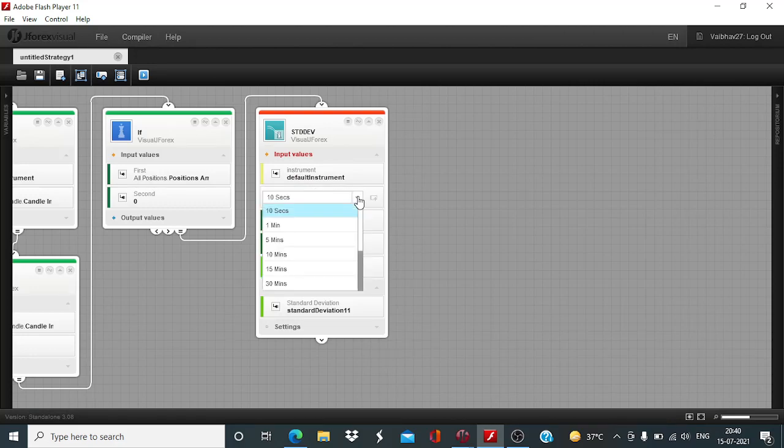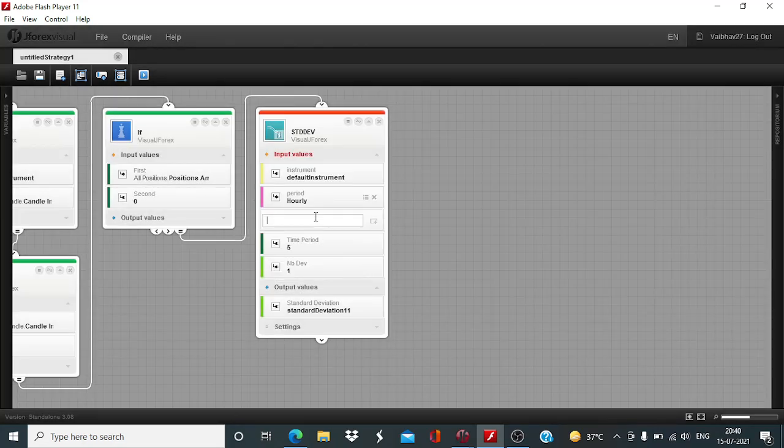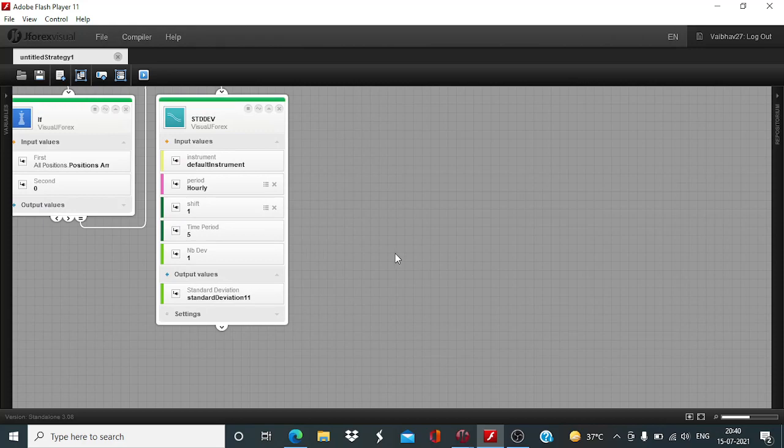This will be of hourly candle period. Shift will be 1, time period is going to be 5, and standard deviation 1.